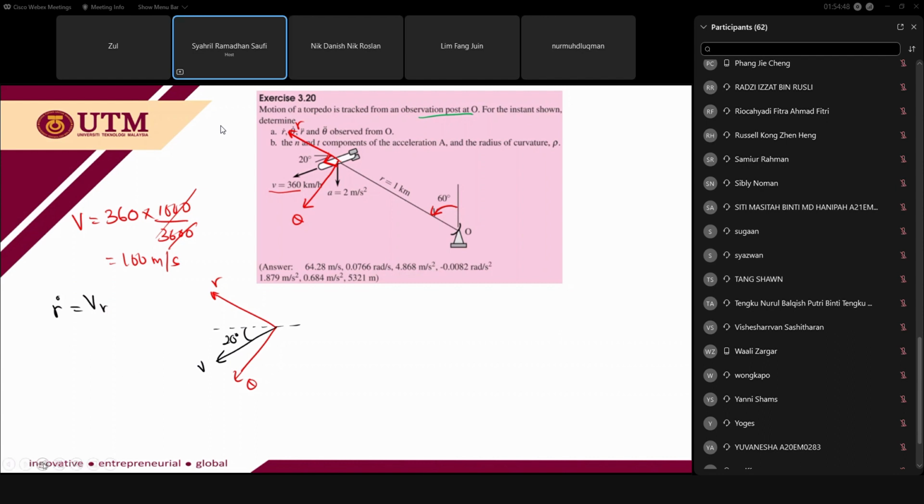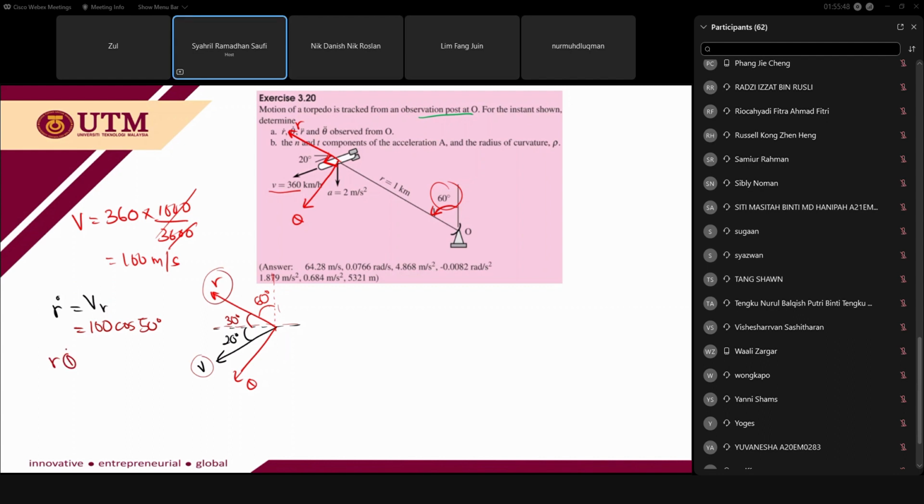Okay, and given the angle here, if I draw here is 60 degree. So here is 60, so here should be 30 degree. Because horizontal and vertical is a 90 degree, so here is 60 given 30. So now you have the angle between V and R, so then you can determine R dot as 100 cos 50, positive, because it follows the positive direction of R.